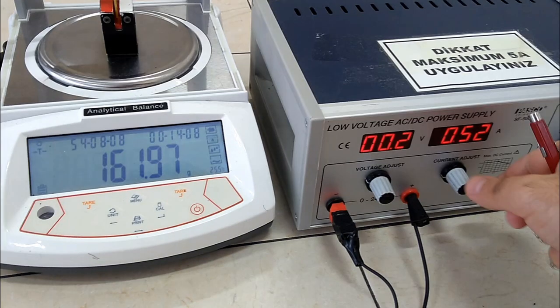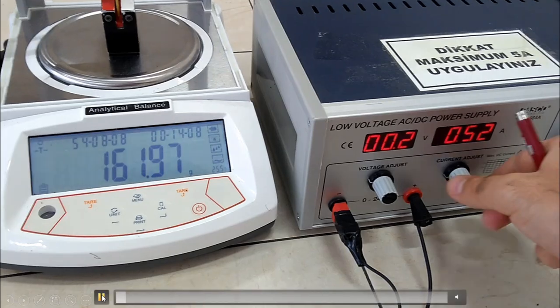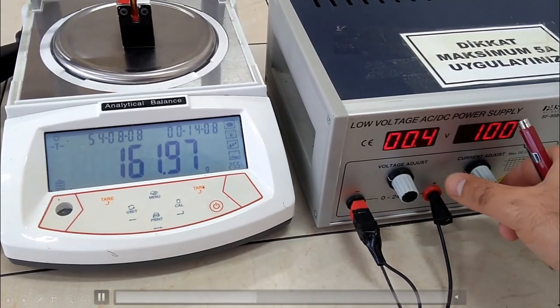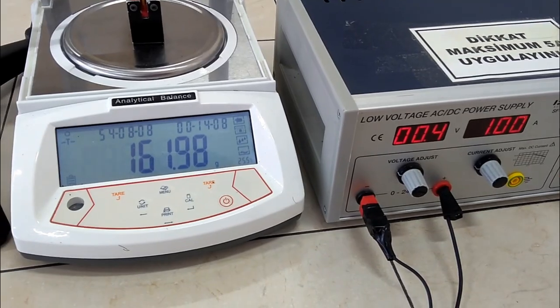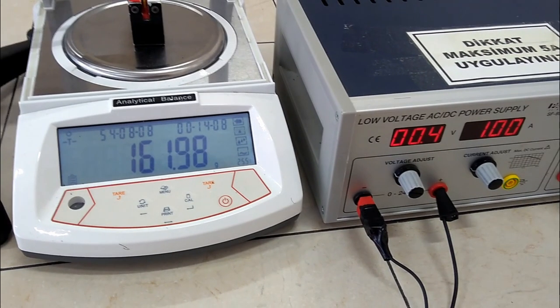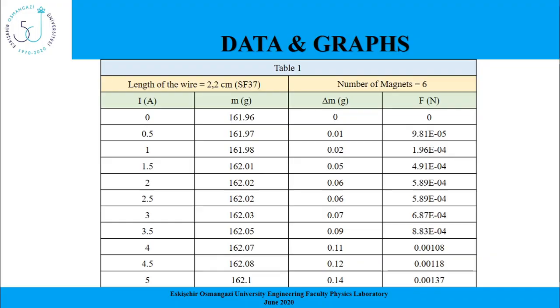Then we increase to 1 ampere. We will be doing this by 0.5 ampere steps. After that, we will have this data.